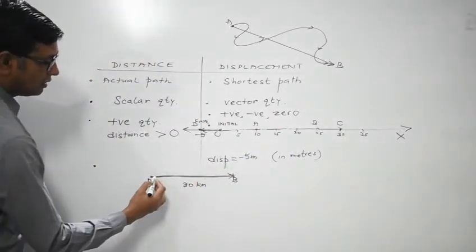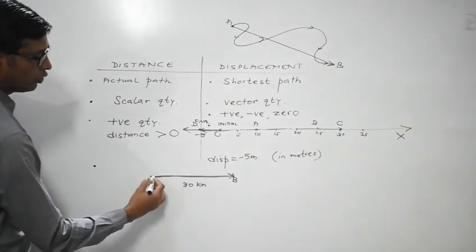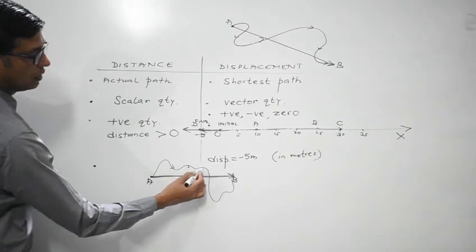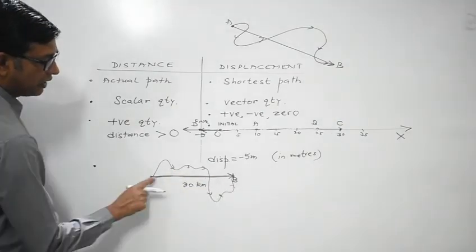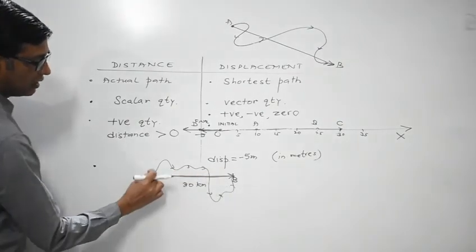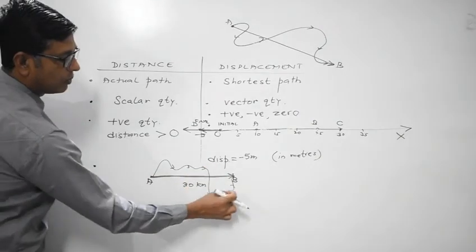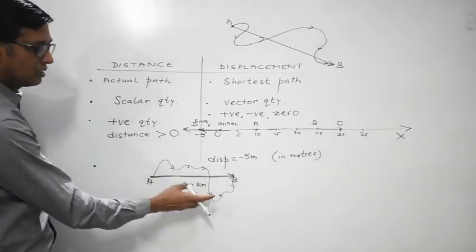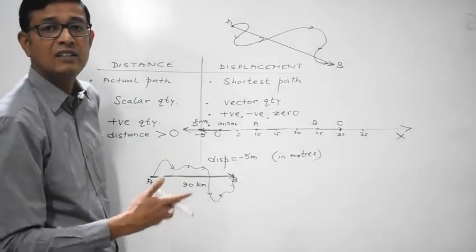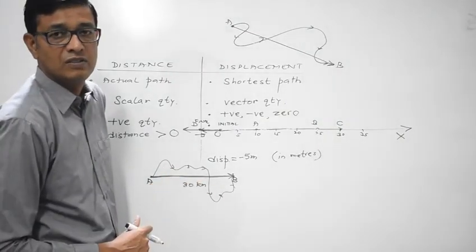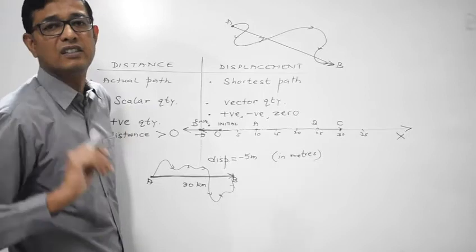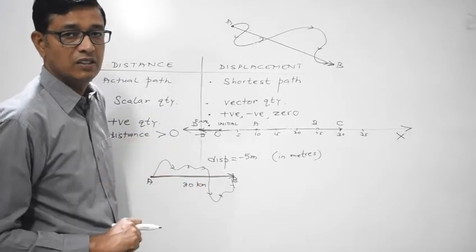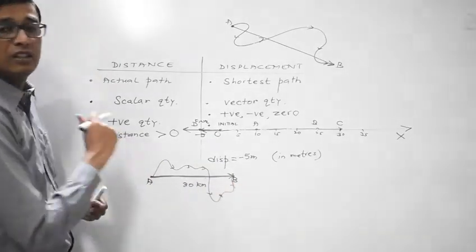Now, in the same case, if the body moves from A to B following this path, naturally this straight line would be the shortest distance, and the length of the actual path followed would be greater than this shortest path, isn't it? So in this case, distance would be naturally greater than displacement. Displacement can't be greater than distance. It is always distance which is greater than displacement. So this is a very, very important conclusion.